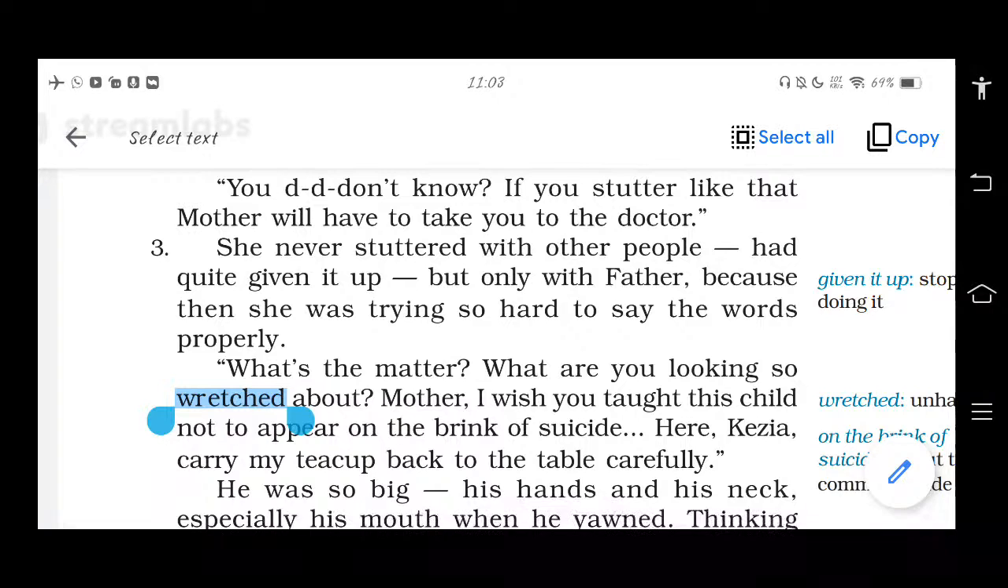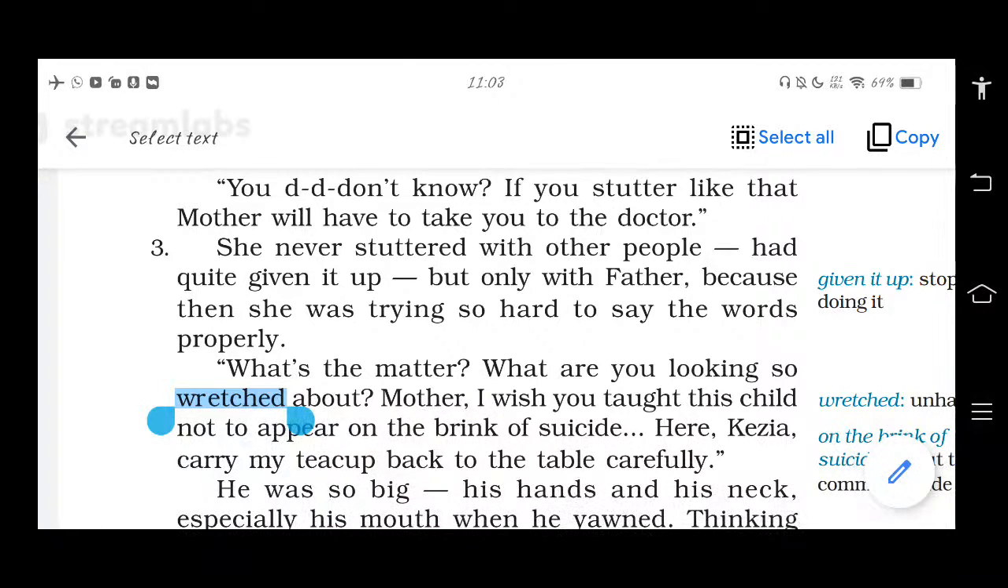Mother, I wish you taught this child. So, right, mother asked her actually. Who is the speaker of these words, "What are you looking so wretched about?" This sentence was spoken by her mother to the girl. Right, clear my word? And "I wish you taught this child not to appear on the brink of suicide."